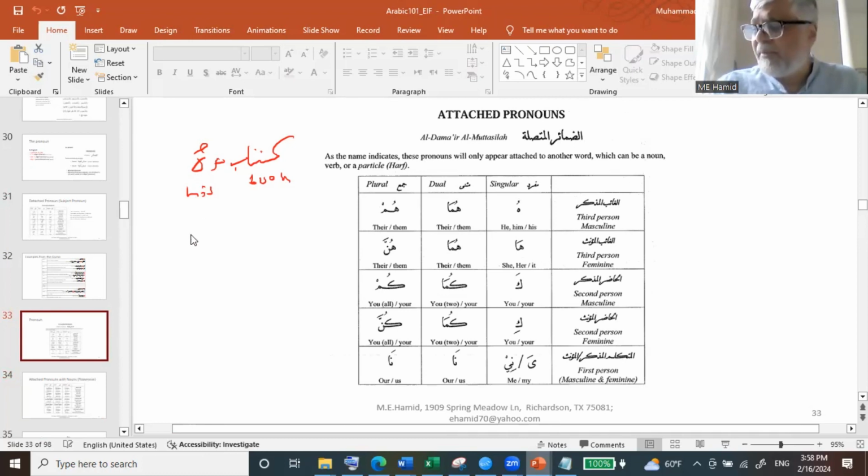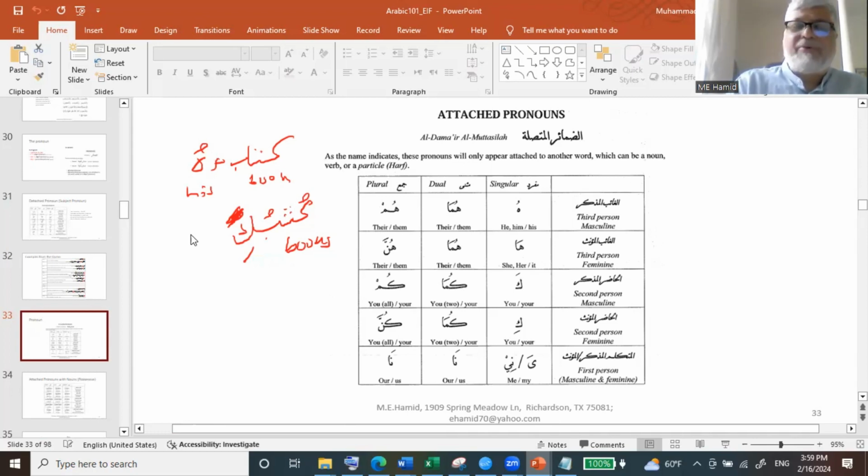Like kitab, whose plural is kutub. Kutub means books. If I want to say your books, I will say kutubuka, your books. Kutubuki, your books, feminine. So that's how it works. The pronoun gets added to the end of the noun and creates a possessive relationship with the noun. And it could be used as an object pronoun and as a possessive pronoun.